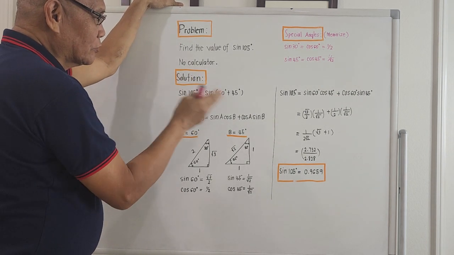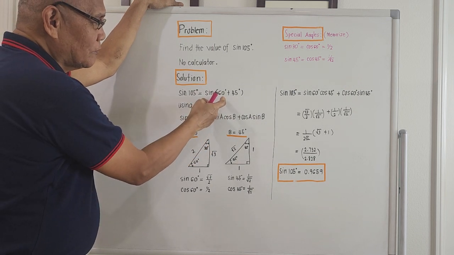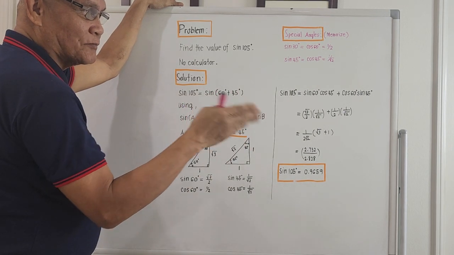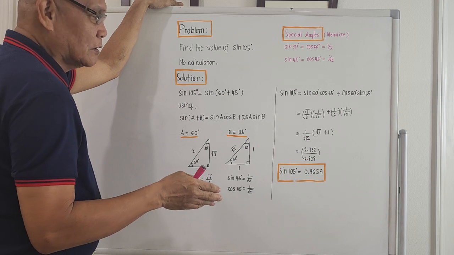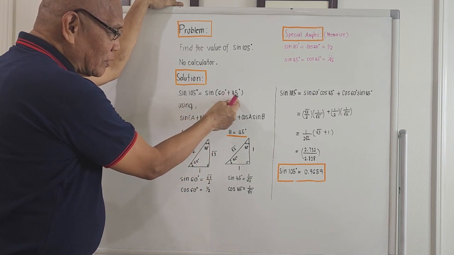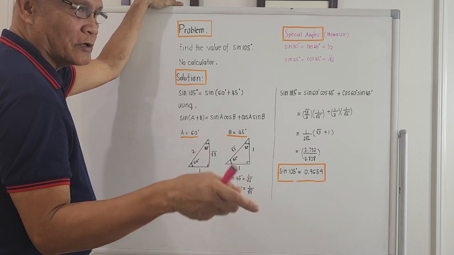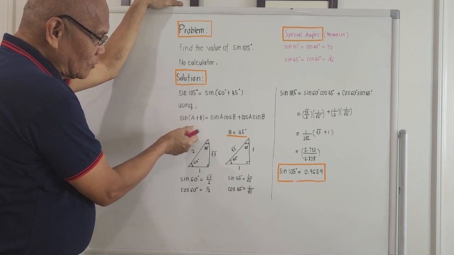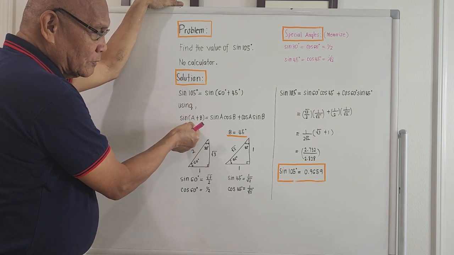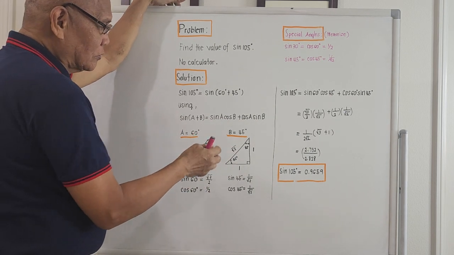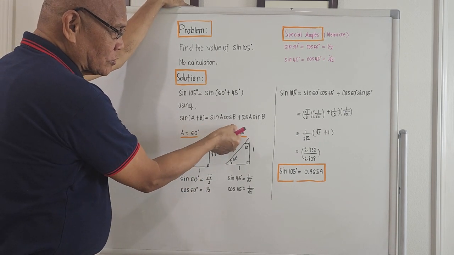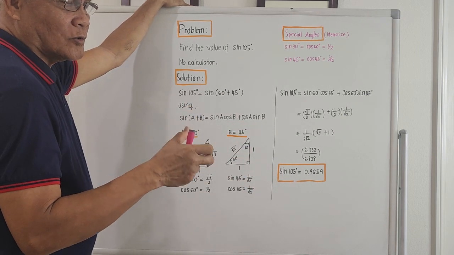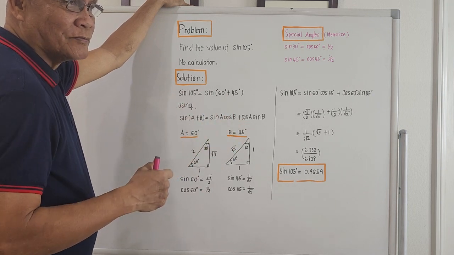Without the calculator, we do not know the value of sine of 60 and 45, but 60 and 45 are actually special angles. Before we bring out the values using our knowledge of special angles, I will bring out an equation: the sine of the quantity A plus B can be expanded to sine of A cosine of B plus cosine of A sine of B. This is the so-called sine of a sum of two angles.